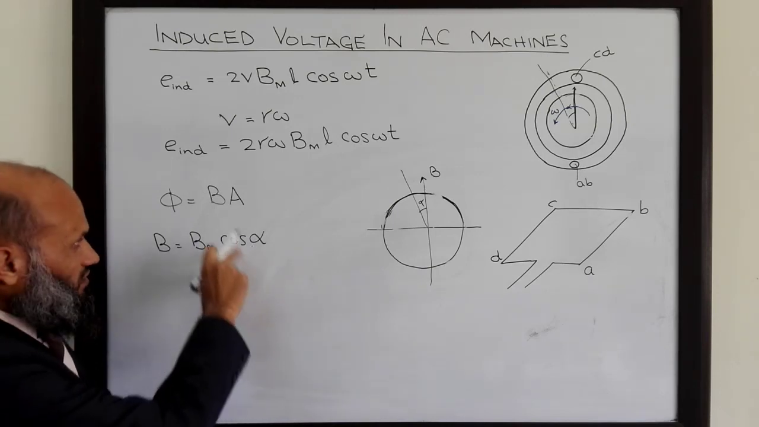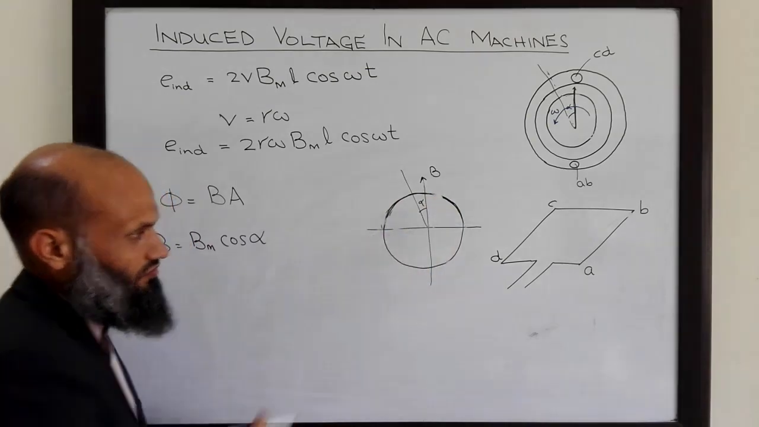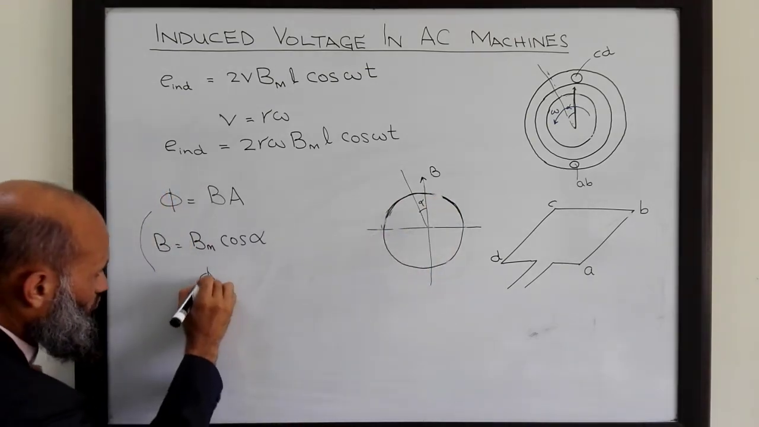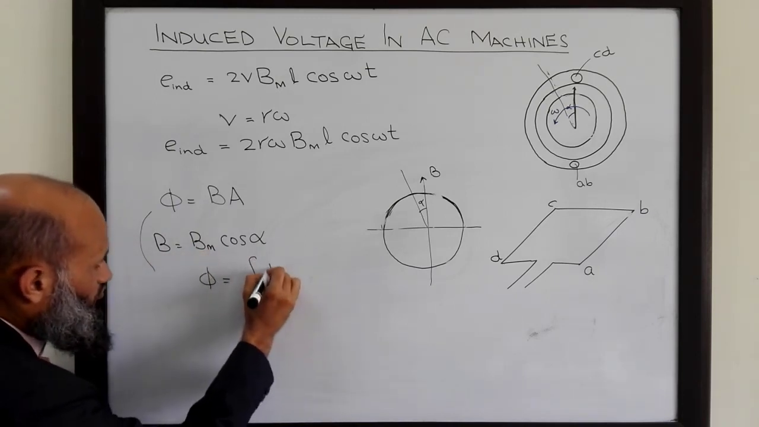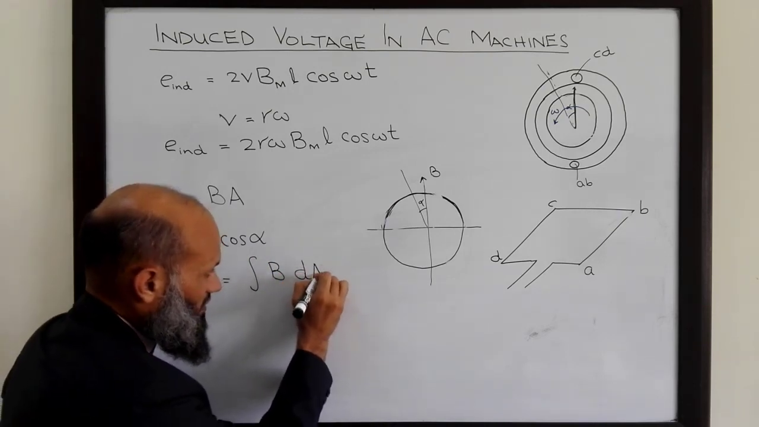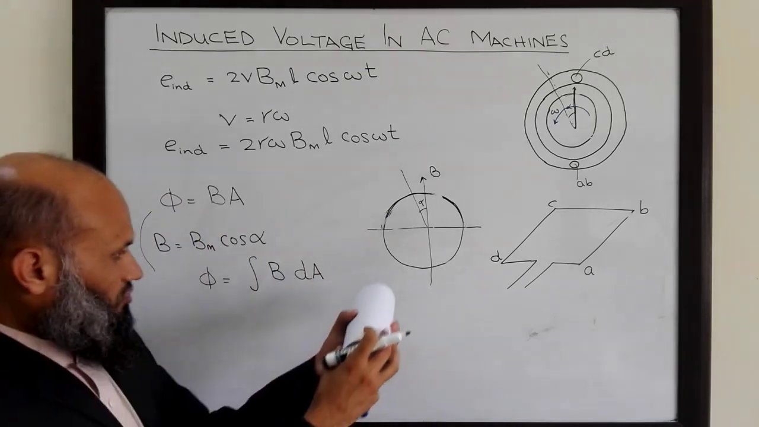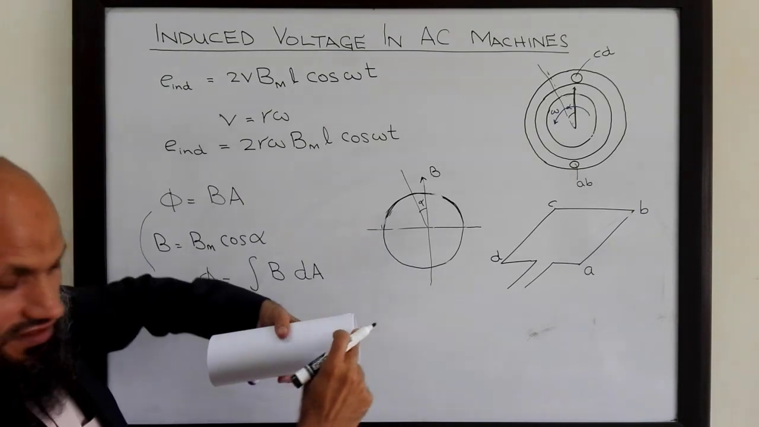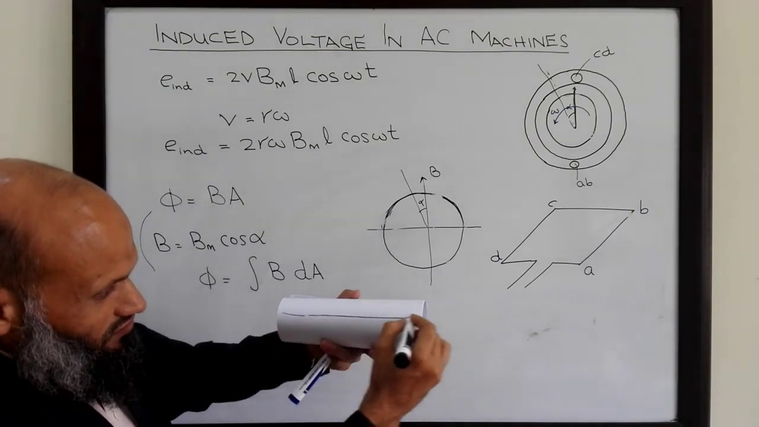So what to do now? In this particular case, if flux density is not uniform along the surface of this cylinder, then flux has to be computed by this relation, B multiplied by differential area and then integrated. That is, to calculate the flux, we divide this whole cylindrical surface into small strips, very small strips.